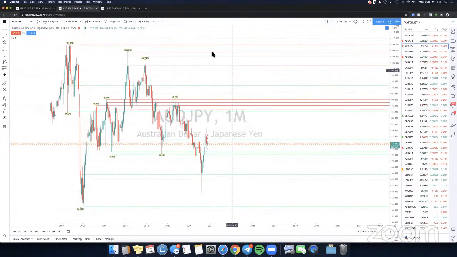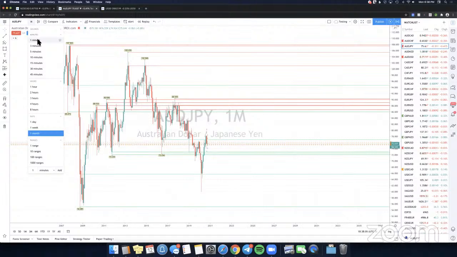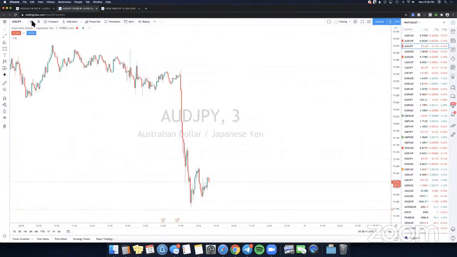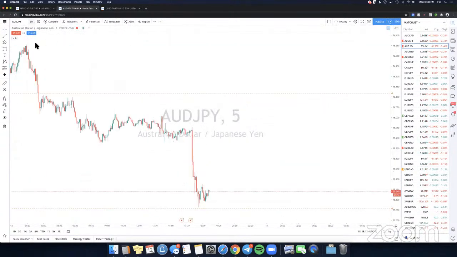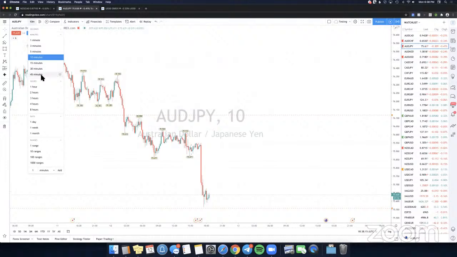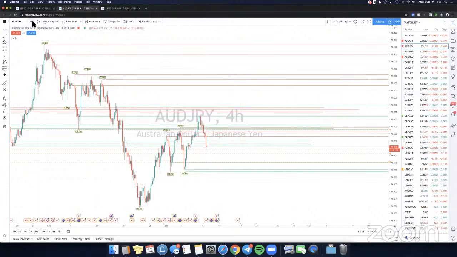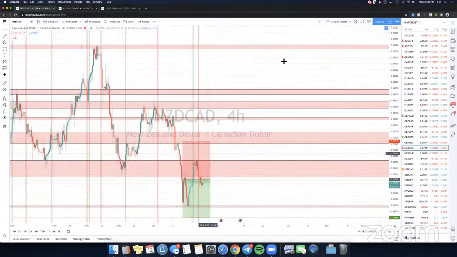Literally any time frame. All the K2 indicators work on every time frame. 1 minute, there's 1 minute zones right there if you want to scalp. 3 minute, 5 minute, 10 minute, it doesn't matter, whatever time frame you want to trade on, there's zones there for you. But yeah, okay. So I think that's it for those pairs.